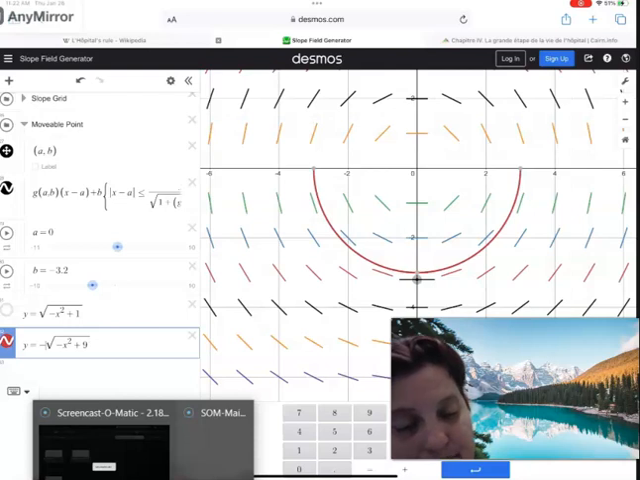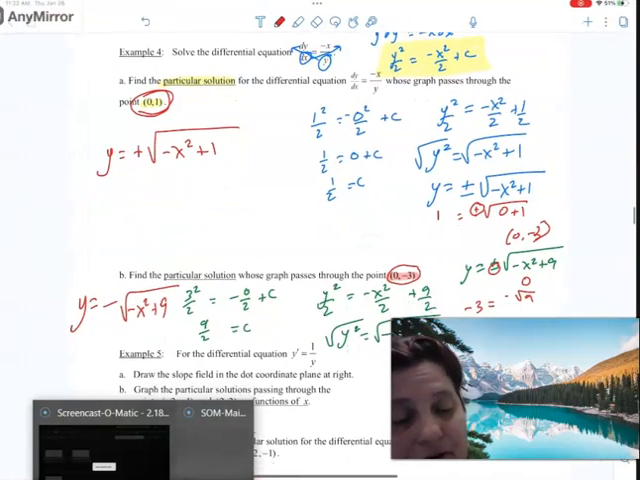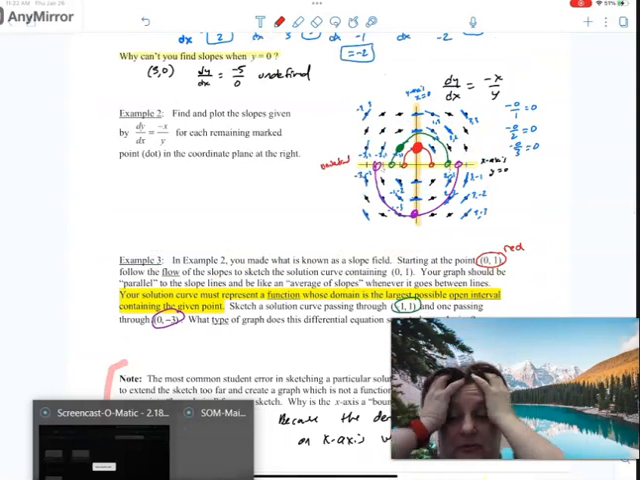Okay. So we're kind of following my slope field through there. And it's kind of cool if you guys watch this. As I go around, it kind of follows my slope field. Okay? So that's called a particular solution. So that's pretty neat. That's why I make semicircles, because it's plus or minus square root.